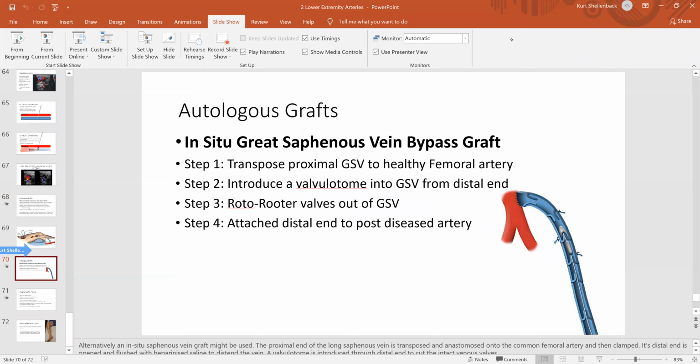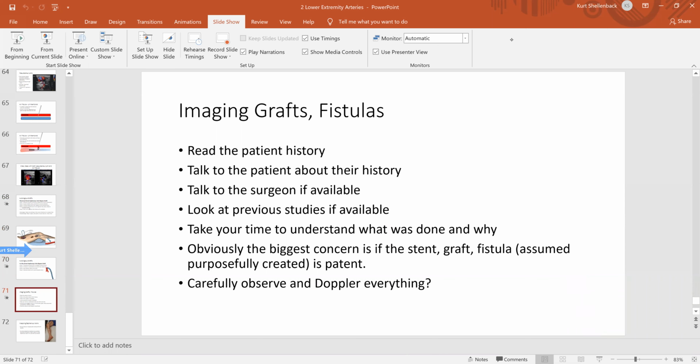In situ great saphenous vein bypass is where you just simply take the vein and plug in the proximal to the proximal and the distal to the distal. You bypass that artery where it was diseased, but now you have all these valves in the wrong direction. So if you look closely in that vein, a valvulotome is being sent up through there, and it's going to come back down, ripping all those valves out, probably causing a lot of bleeding, but who would know? It's already inside of a vein.